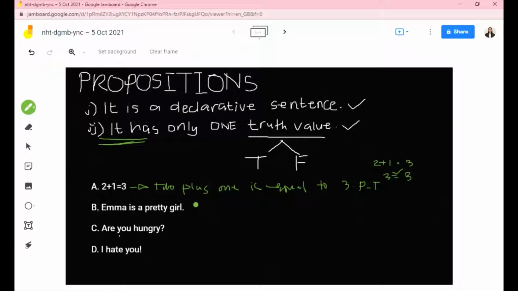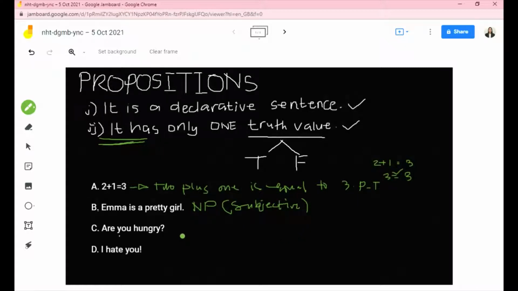It's not a proposition. Take note, this is subjective. What do we mean by that? It's simply based on the emotions or the opinions of other people. So it could be true to some, and it could be false for the rest. There are two truth values. It does not satisfy the second condition.